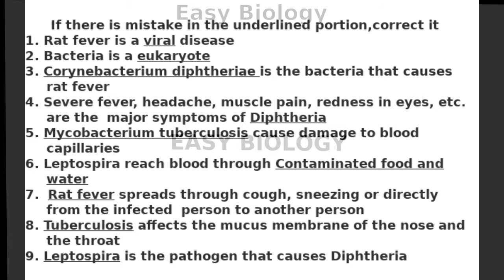Question number 2. Bacteria is a eukaryote. Answer: bacteria is a prokaryote. Third question. Corynebacterium diphtheriae is the bacteria that causes rat fever. This statement is wrong. The answer is: Leptospira is the bacteria that causes rat fever.